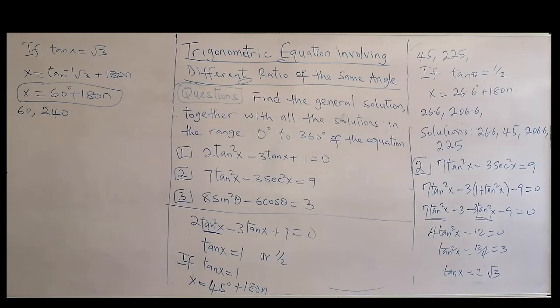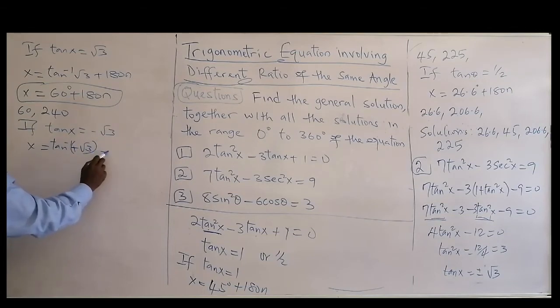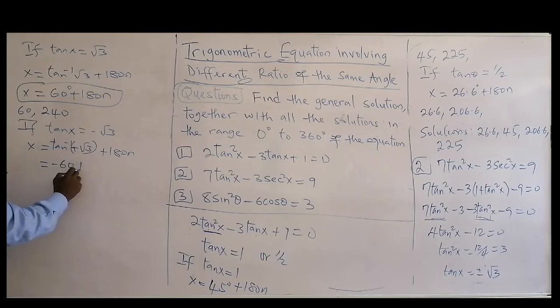Okay. Let's see the other one. If tan x is minus root 3, so we're going to have the general solution will be equal to arctan minus root 3, then plus 180 n. And arctan minus root 3, I think that should be minus 60. So we have here minus 60 plus 180 n.